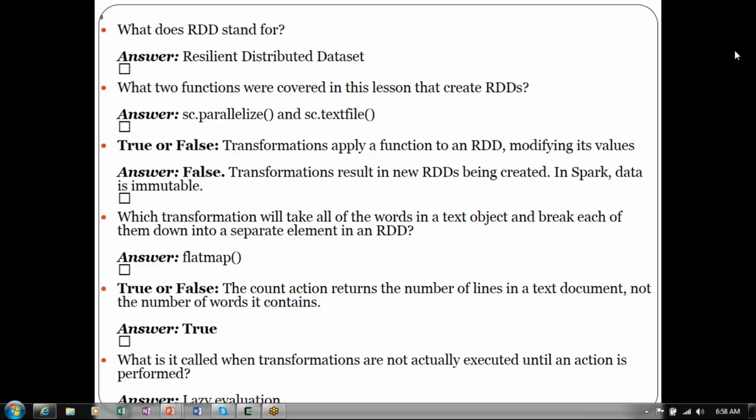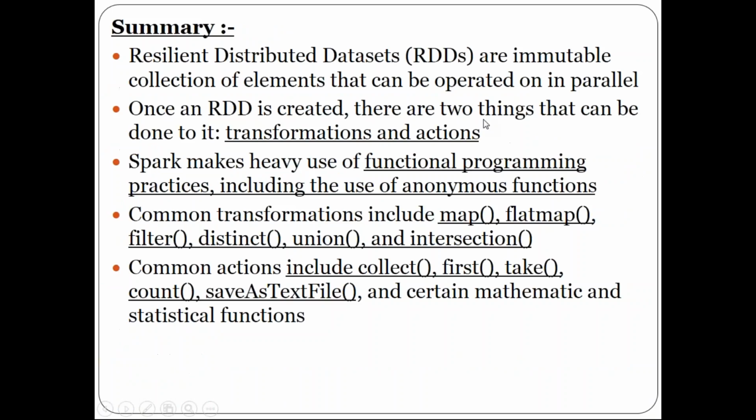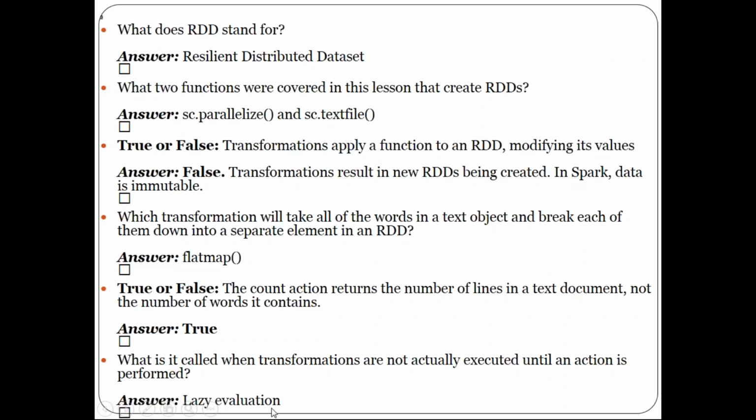Okay, forget about it. Now, which transformation will take all the words in a text object and break them into separate elements? Flat map. Everyone answered this fairly correctly. The count action returns the number of lines. So many of you answered correctly. And the next one is what is called when transformations are not actually an action. It's lazy evaluation. I think we also have another question, but I didn't answer it. That's fine.